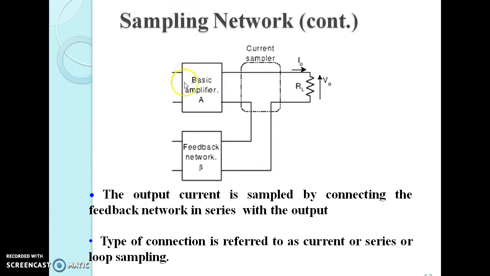The next sampling network is where the output current is sampled by connecting the feedback network in series with the output. So this type of connection is referred to as current or series or loop sampling.